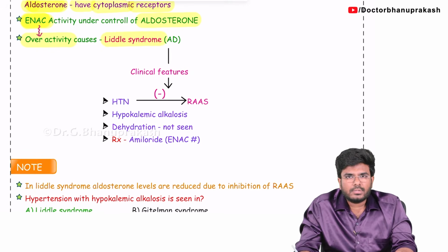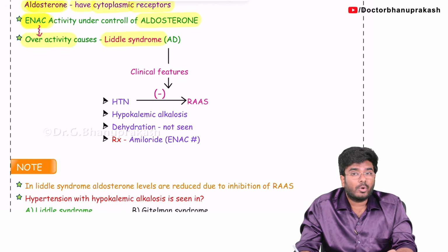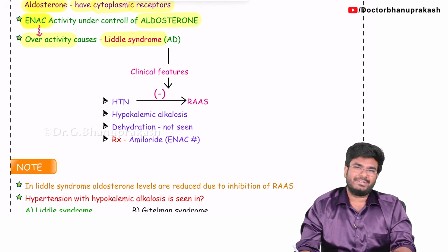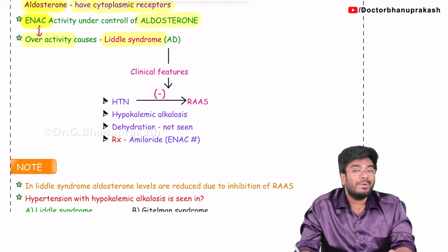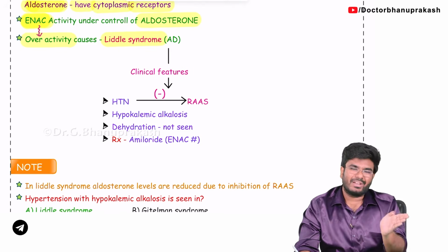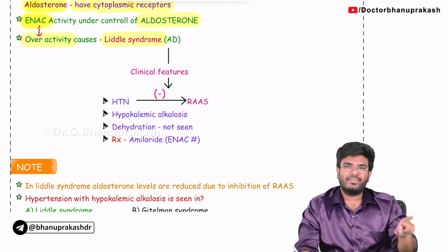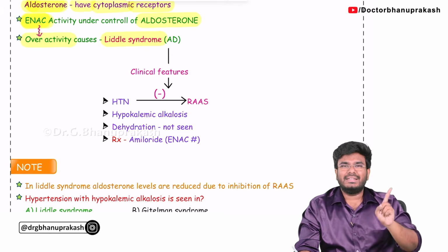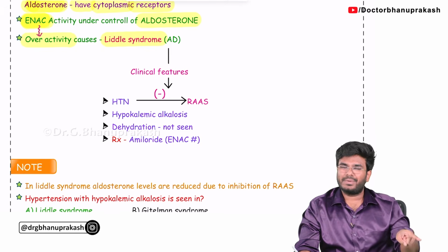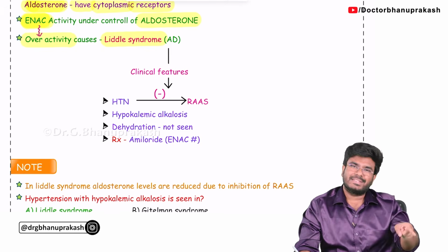Guys, remember Bartter syndrome, a defect in TAL. Gitelman syndrome, a defect in DCT. Now I am talking about Liddle syndrome. Liddle syndrome is a defect in the collecting duct. Fanconi syndrome, a defect in PCT. Again, let's go in order. PCT defect, Fanconi syndrome. Loop of Henle, that's a TAL defect, Bartter syndrome. DCT defect, Gitelman syndrome. Collecting duct defect, Liddle syndrome.